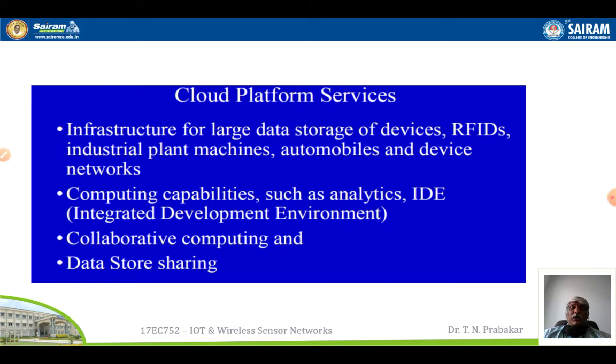And what are the computing capabilities? There should be some analytics. There should be some software for analyzing, say, the predefined KPIs, right? And IDE stands for Integrated Development Environment, through which we can write the program or execute the program. And there should be a sort of collaborative computing. Again, we have discussed it. The computation should not be done in a single place. It should be in a distributed way. And the data storage should also be shared, right? All the data need not be stored in a single place. The data store has to be shared.